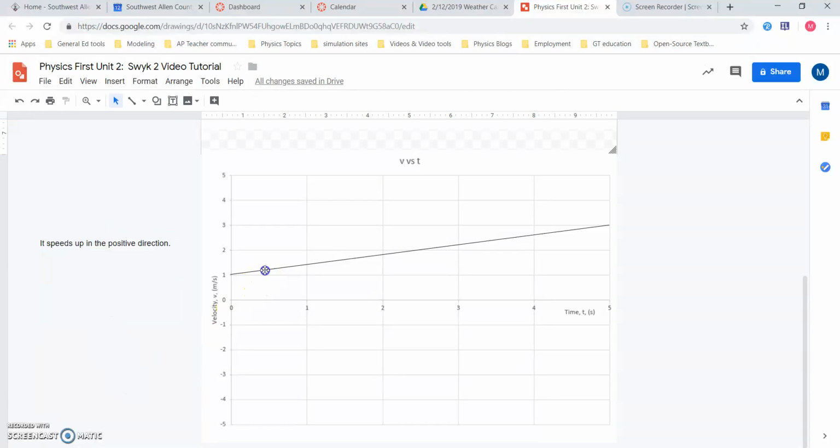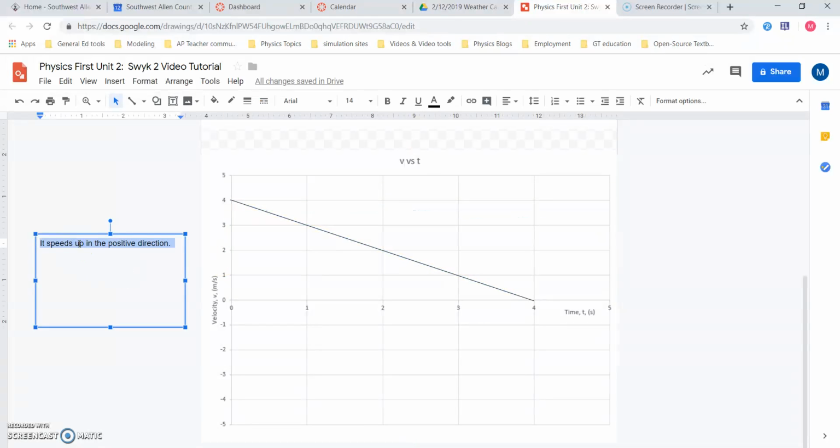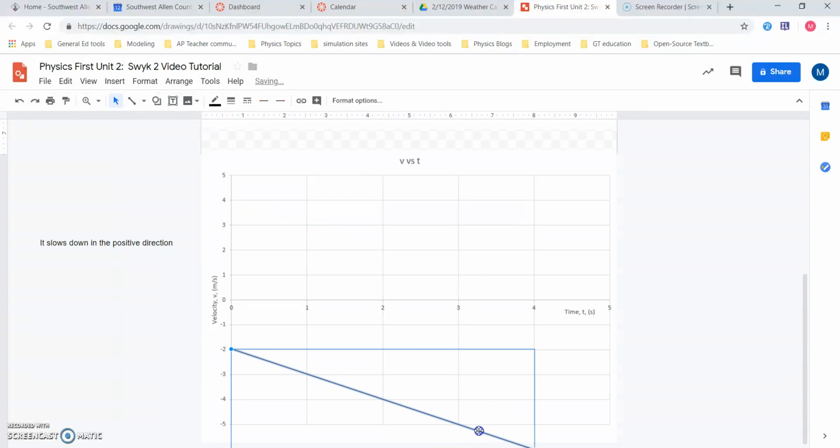Or let's say I had a graph that looked like this, and again we're dealing with just velocity time graphs. Let's say it looked like this. I would say that in this case it slows down in the positive direction. It's still moving in a positive direction because all these speeds are above zero, so they're all positive, but it's slowing down.